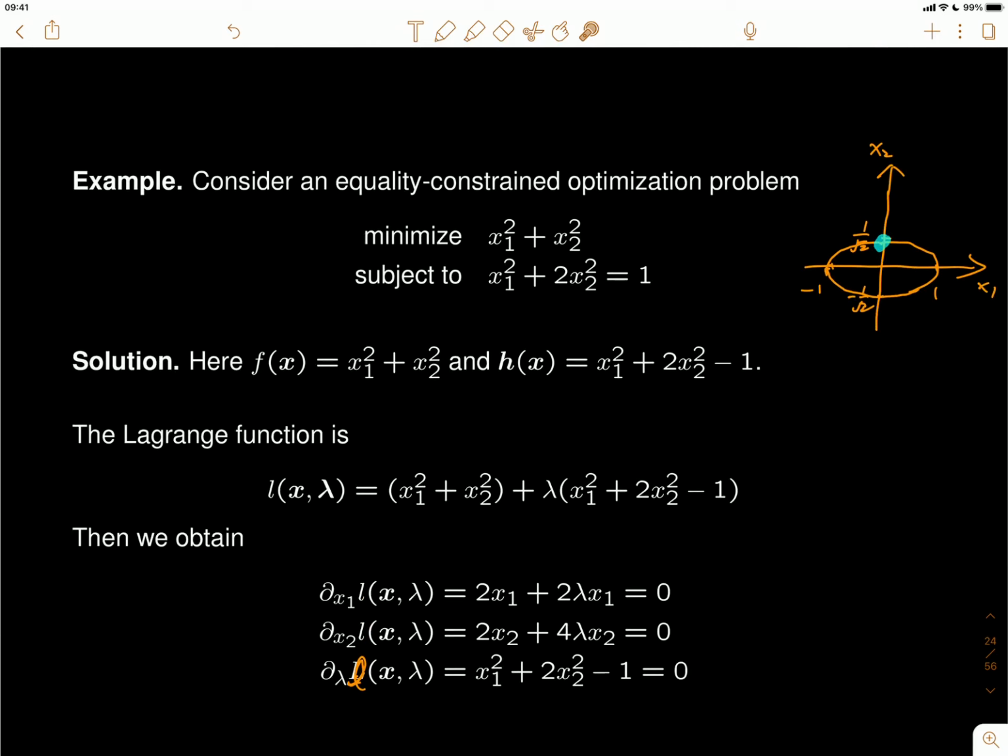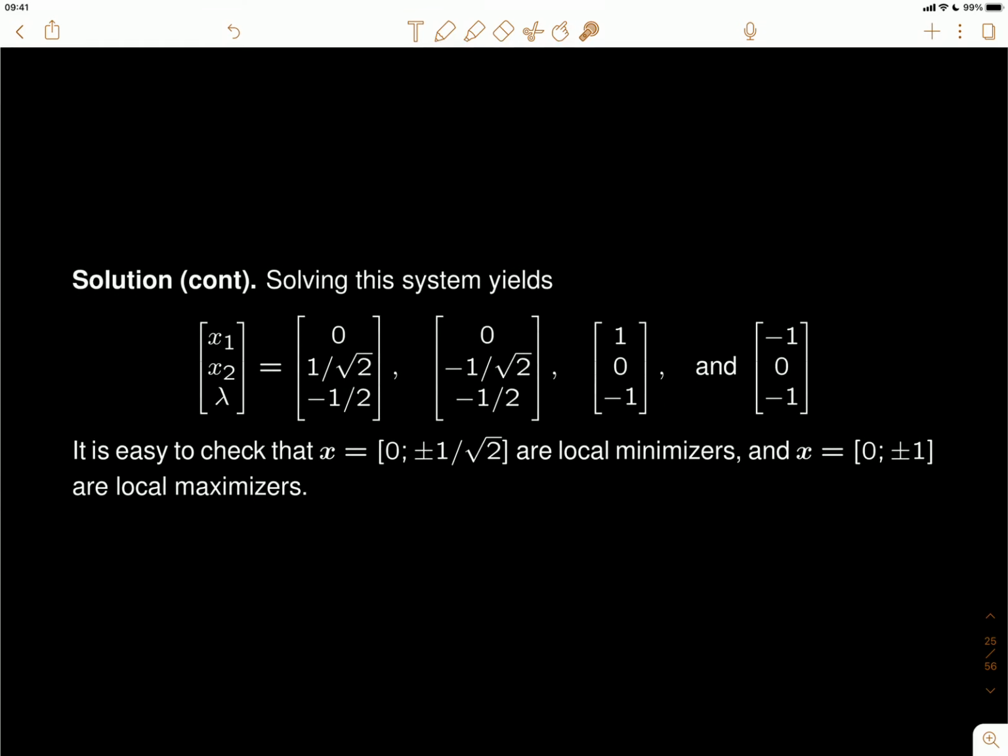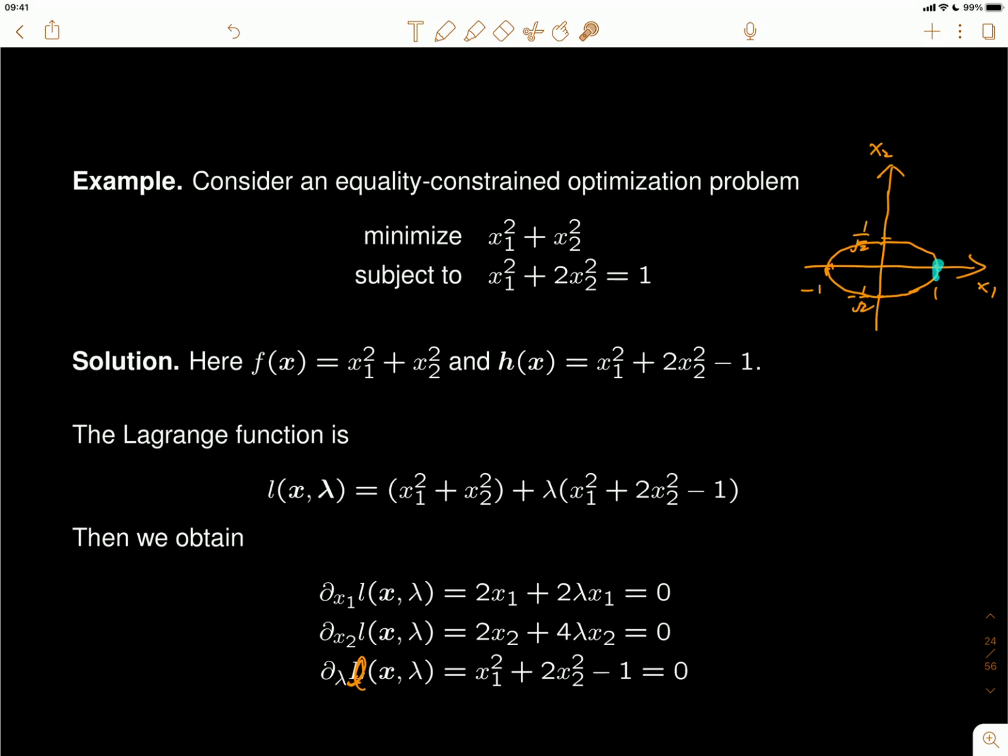You check the function value at this point. You have 0 for this here, and 1 over root 2 here, so the result is 1 half. So that's the function value at this point. And similarly, the function value will be 1 over 2 at this point. And then we also have these other two points. This is 1, 0, corresponding to this point. And then negative 1, 0 is corresponding to this point. And the function value at these two points is equal to 1 or negative 1 plus 0, which is 1. So that is bigger than the 1 half we had earlier at these two points.